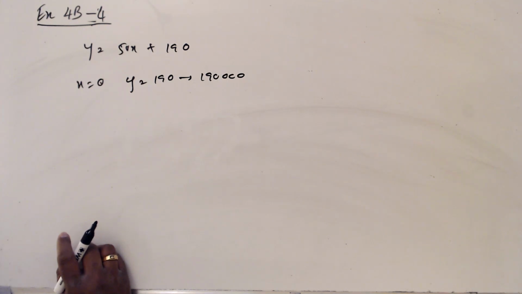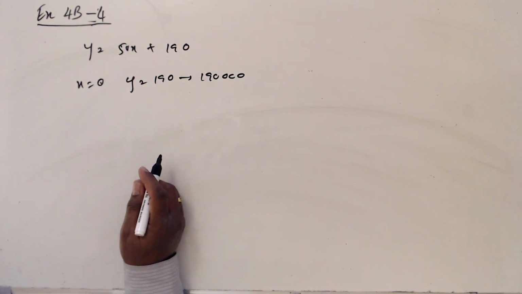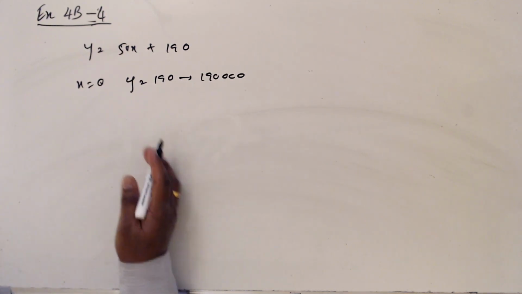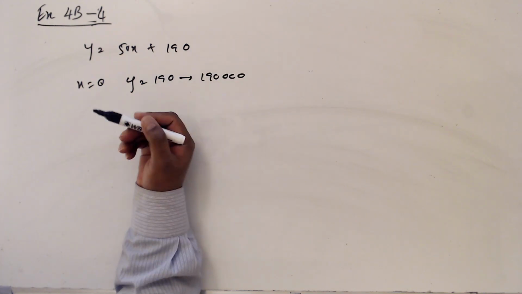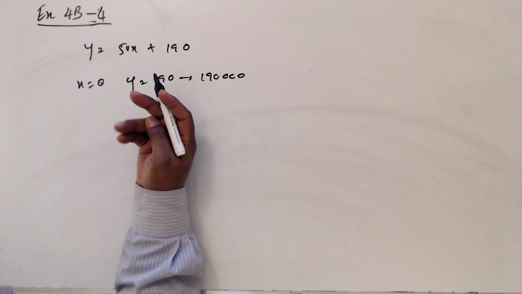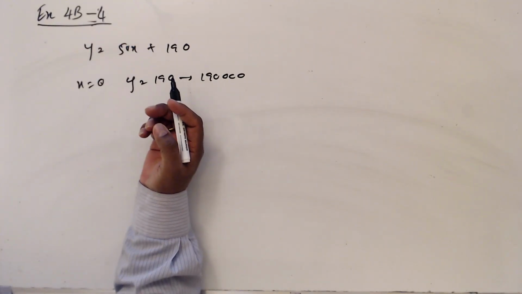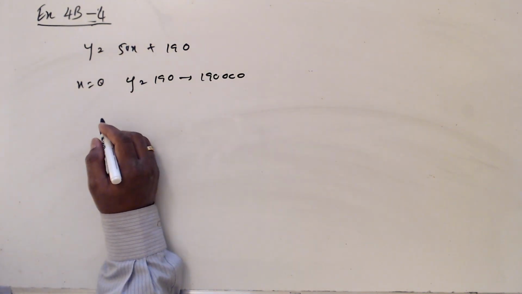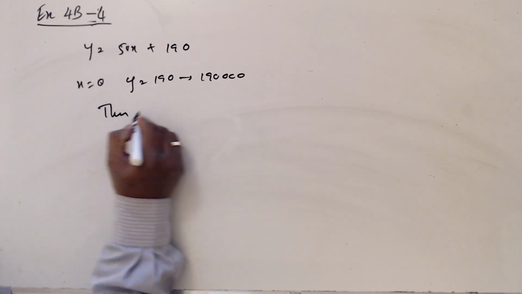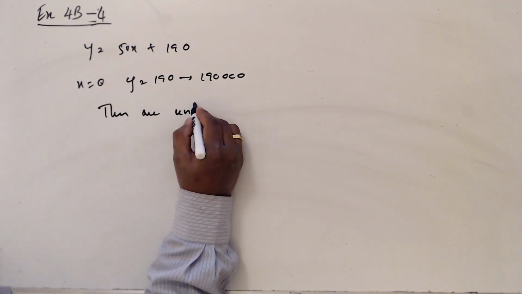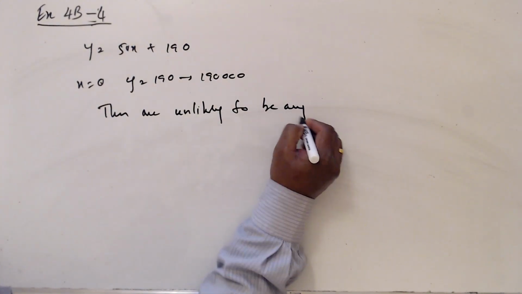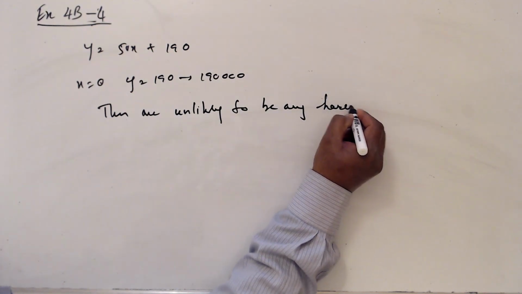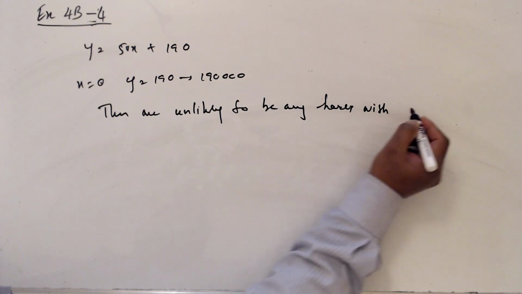Explain why this is not a reasonable statement. Because a house is not a flat, so in a house there is at least one bedroom. Hence this is not a reasonable statement. We can tell that there are unlikely to be any houses with no bedroom.